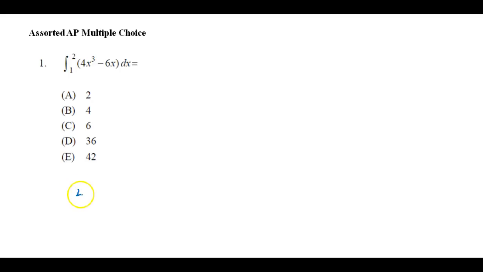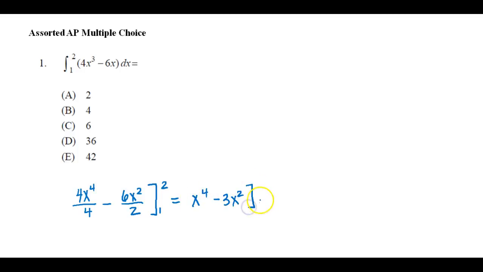So this is going to be 4x to the 4th divided by 4 minus 6x squared divided by 2. And this has to be evaluated from 1 to 2. So let's simplify here. We have x to the 4th minus 3x squared evaluated from 1 to 2. If I substitute in 2 first, I'm going to get 2 to the 4th minus 3 times 2 squared. And all I've done is substitute in the top limit of integration, and then I need to subtract if I plug in 1. So 1 minus 3.